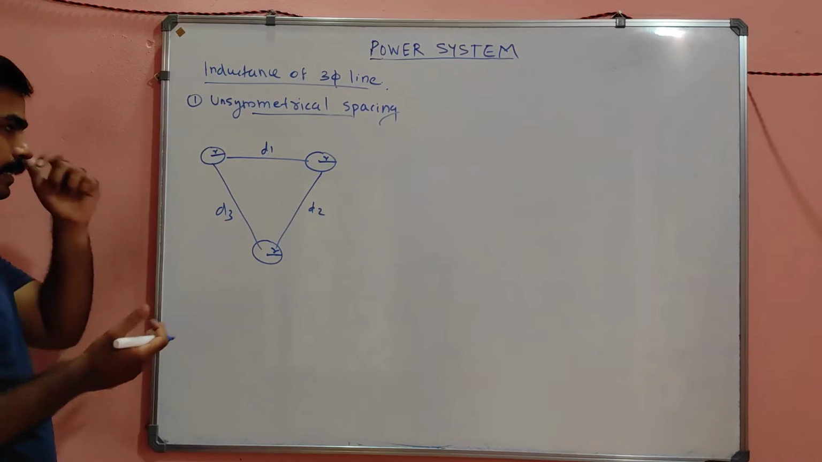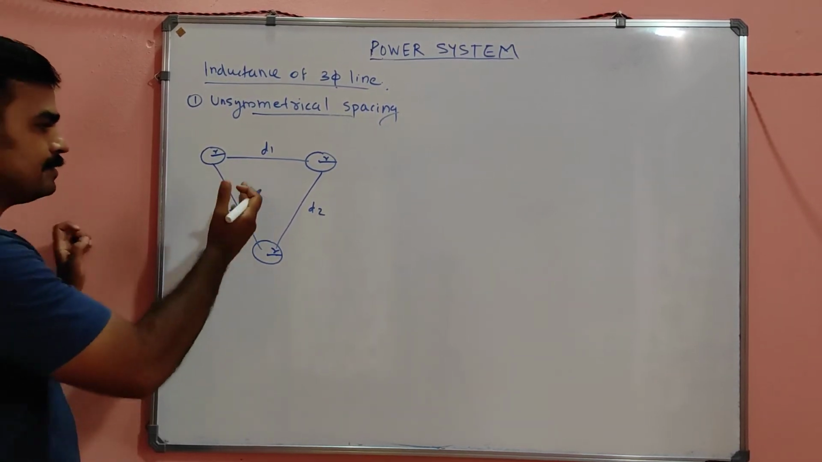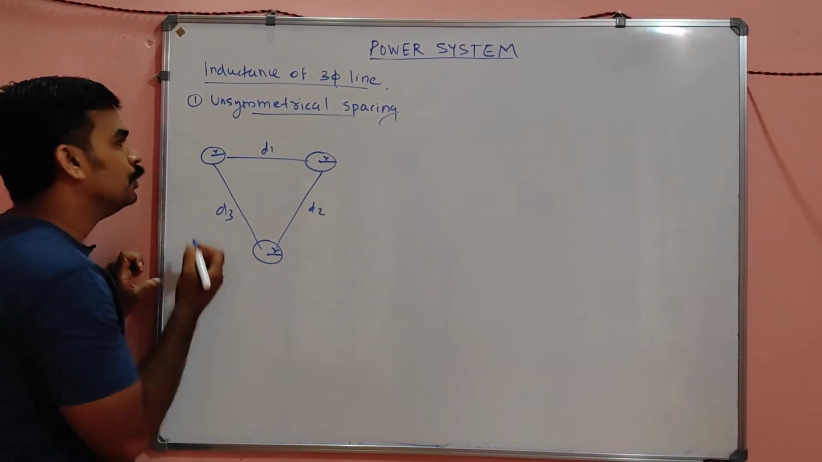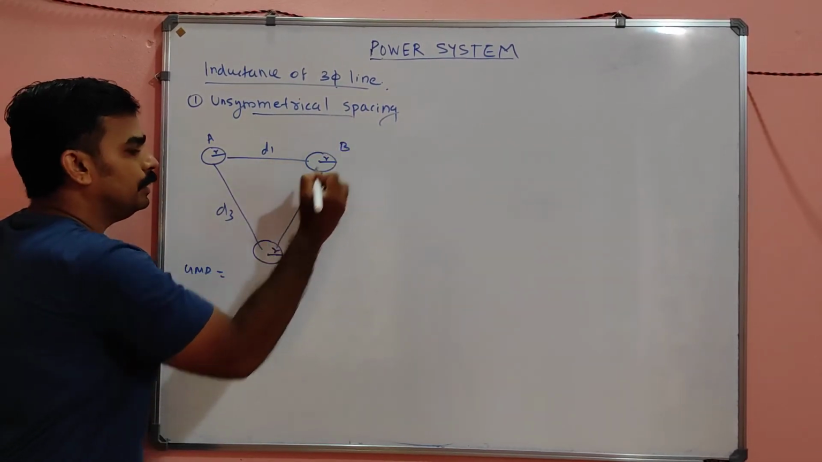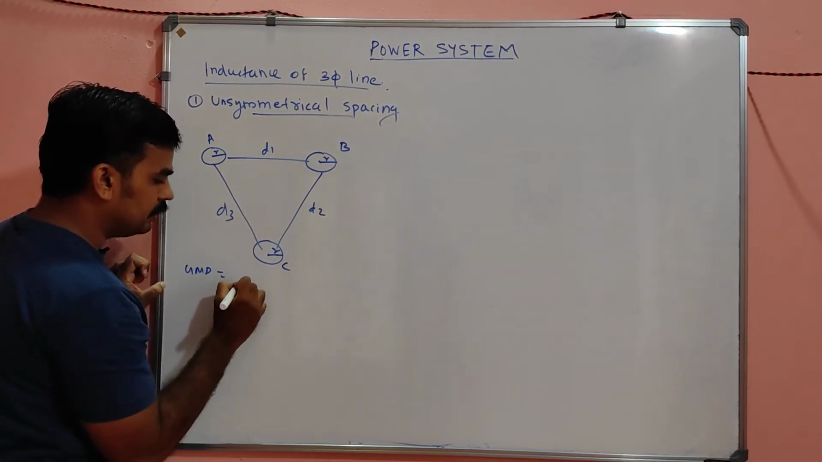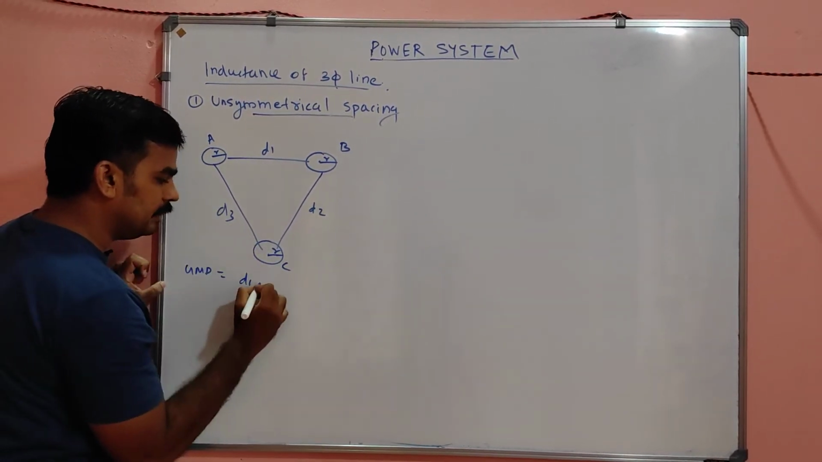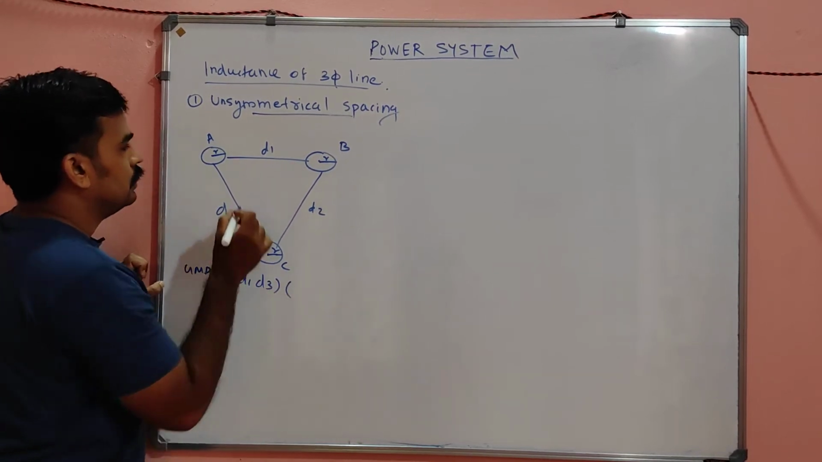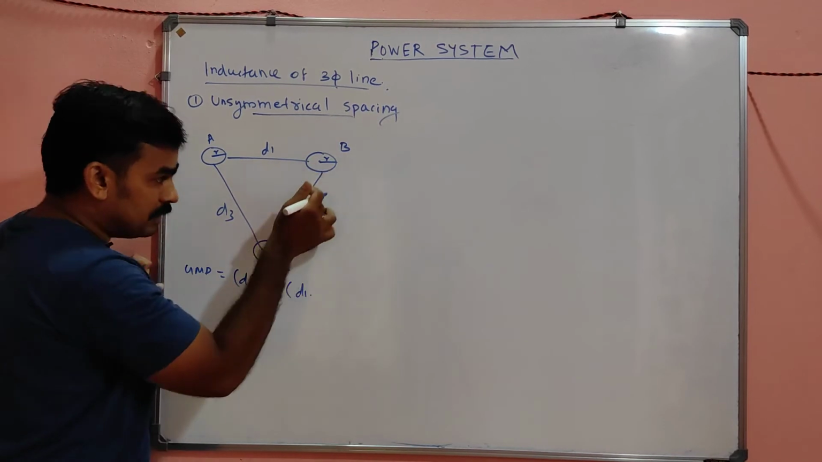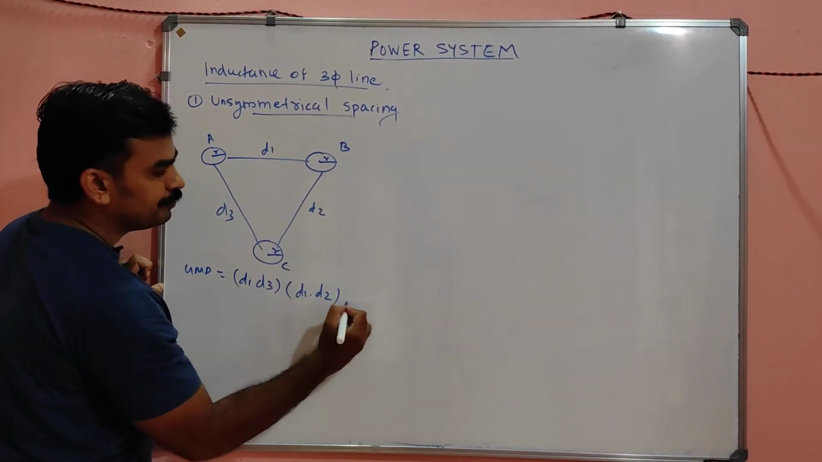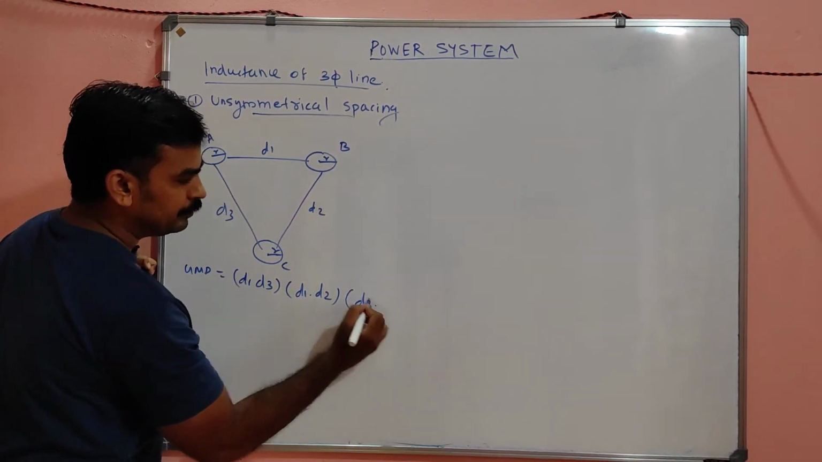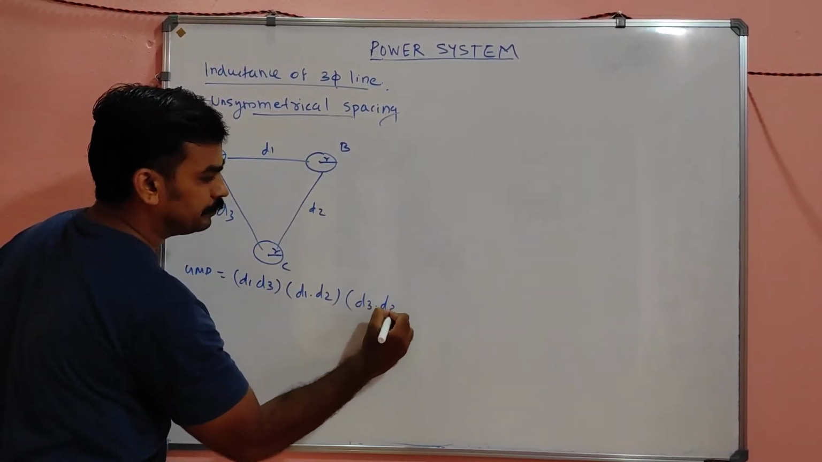Three different conductor spacings, D1, D2, D3. This is also an unsymmetrical spacing now. So what will be GMD, my dear? GMD is equal to, focus on conductor A, B, C. Focus on conductor A, distance with other D1, distance with other D3. Focus on second conductor, distance with other D1, distance with other D2. Focus on third conductor, distance with other D3, distance with other D2.